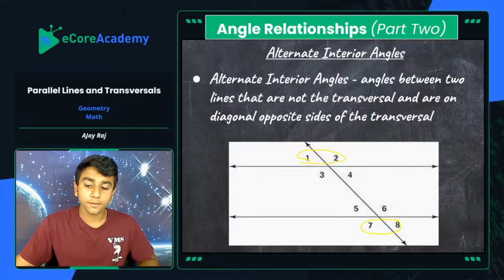We look at 3, 4, 5, and 6 and draw diagonal opposites. As you can see, 3 and 5 are on the same side, so they're same side interior. But 3 and 6 are on opposite sides, and you can draw a straight diagonal line connecting them, making them alternate interior angles. And finally 4 and 5, since they're opposite interior angles, are also alternate interior angles. So those are your alternate interior angles.